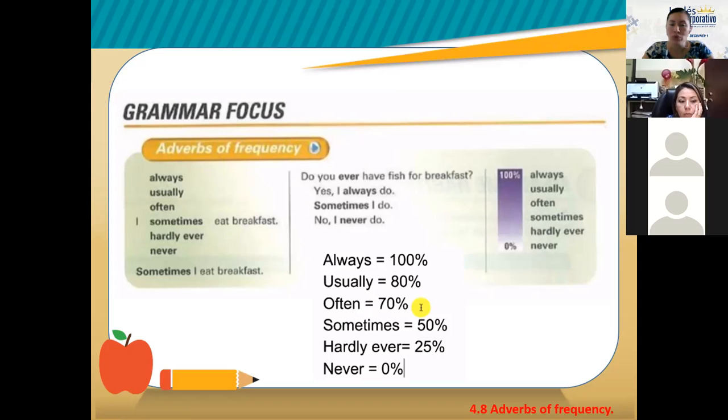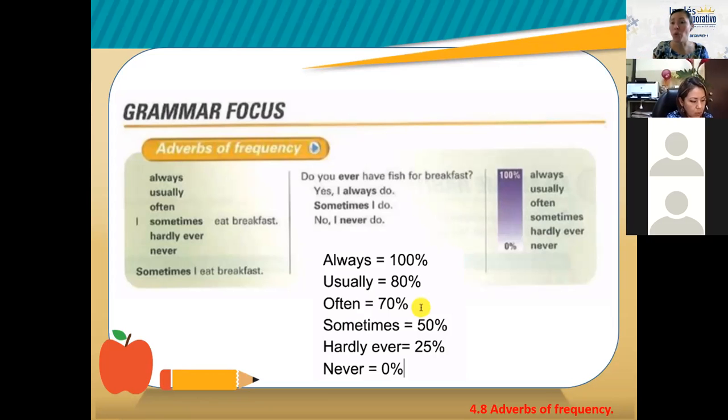So we were studying the structure, right, for the affirmative sentences, which is subject, adverb of frequency, verb, and complement. Y decíamos que la posición del adverbio de frecuencia siempre va a ir entre el sujeto y el verbo. That's the position, right, it takes. And we were distributing like a percentage, right? Just for us to have an idea, para tener una idea de cómo es que lo vamos a expresar, right?